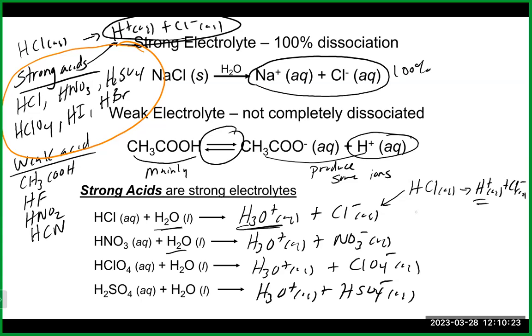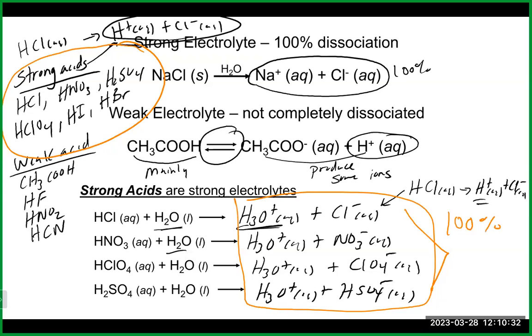So in the case of our strong acids, which are strong electrolytes in solution, this is 100% what we have: all the ions are pretty much present. We do not have any of the whole units still together.